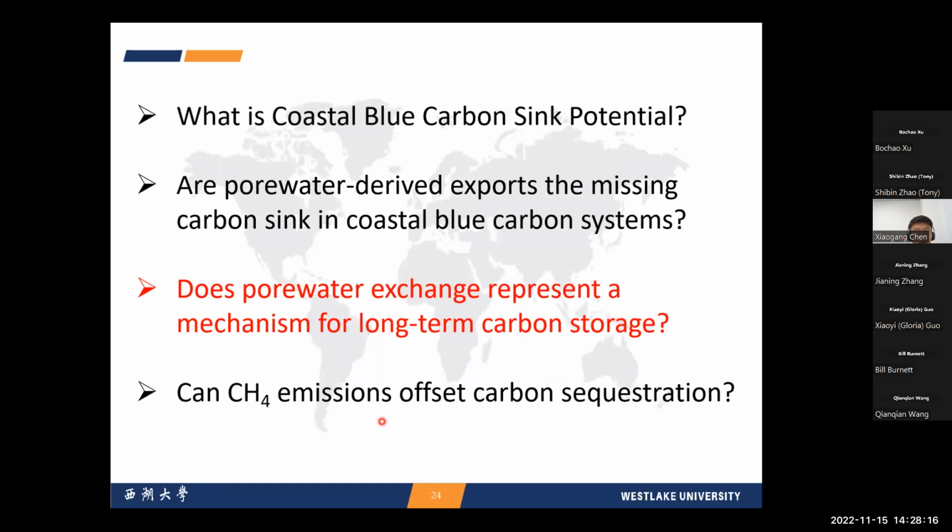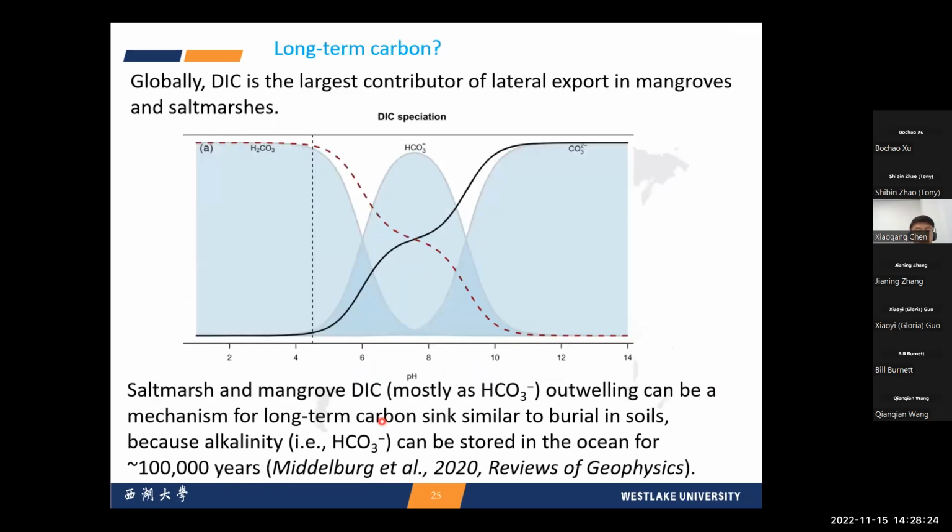So my third question: does porewater exchange represent a mechanism for long-term carbon storage? We know the pH of the seawater is about 8.1, so we can see the bicarbonate is very stable at these pH conditions. And we also know at both local and global scale, the DIC is the largest contributor of the lateral export in mangroves and salt marshes. So that means salt marsh and mangrove DIC outwelling can be a mechanism for long-term carbon sink potential, because alkalinity can be stored in the ocean for about 100,000 years.